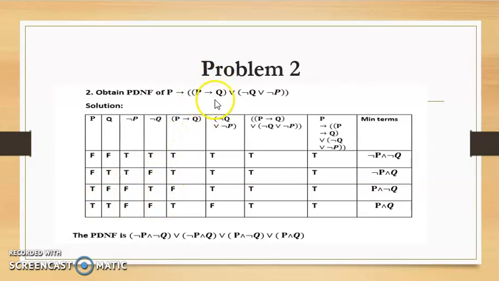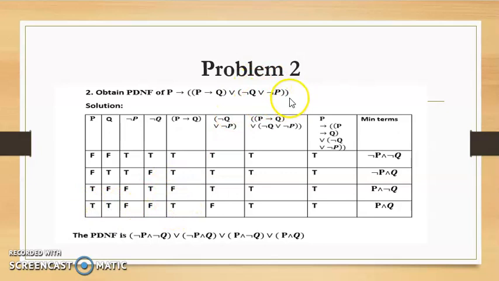Next we will take the first term, that is P implies Q. So P implies Q means we have to look at P and Q. False implies false, it is true. False implies true, true. True implies false, it is false. True implies true is true.